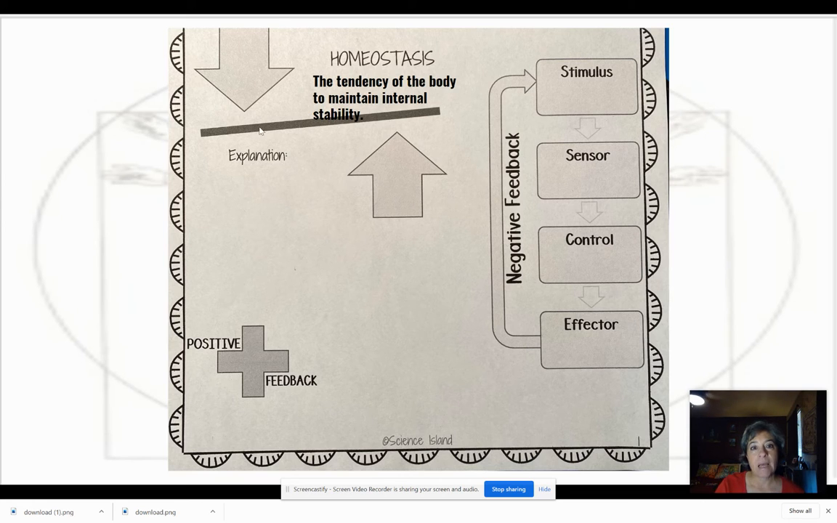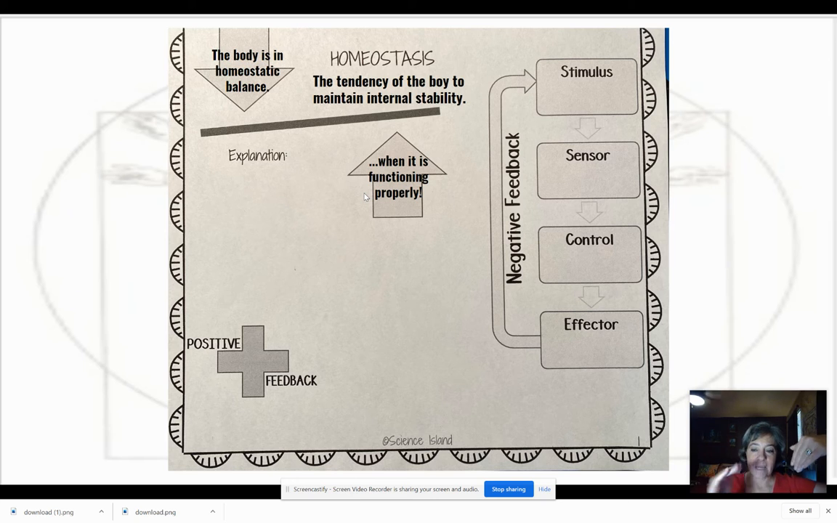So think about this balance board, and you have things coming down, you have things coming up to maintain the balance. So in the left arrow, type in that box, the body is in homeostatic balance when it is functioning properly. So these two arrows, you have some coming up, some coming down. So maintaining balance is what homeostasis is.